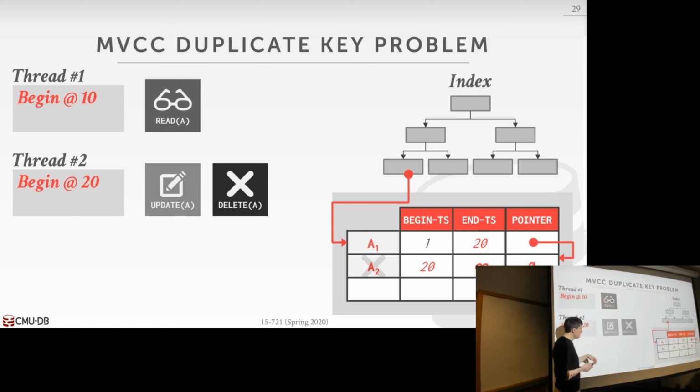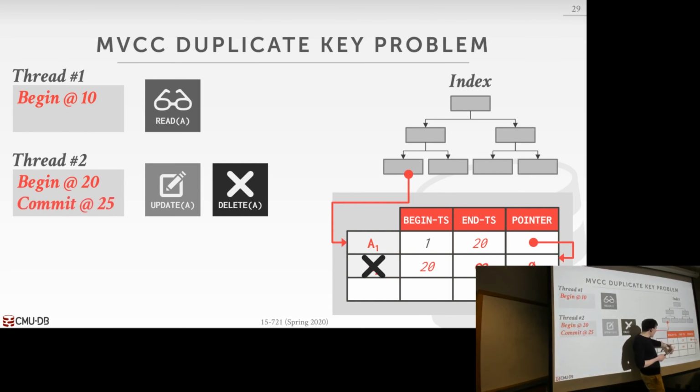That's fine. But now I do a delete on A. What needs to happen? Well, I'm going to mark this thing as deleted. There's a bit you can set in the header for that. This one goes ahead and commits. We update our timestamps to say here's when this thing actually finished. So this is setting the begin timestamp, and the end timestamp is 25. They're the same, so this is saying this thing has been deleted.